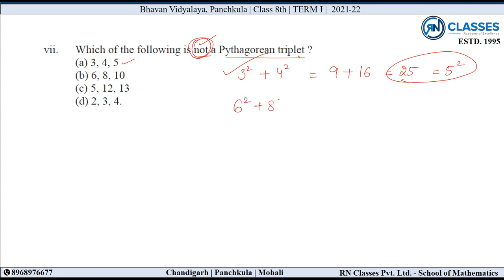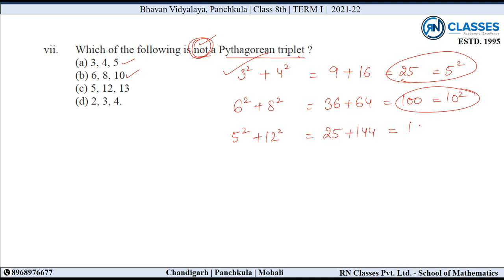6 square plus 8 square. 6 square is 36, 8 square is 64. The sum is 100, which is equal to 10 square. So this also works, meaning 6, 8, 10 is also a Pythagorean triplet. Next, 5 square plus 12 square, will it be equal to 13 square? Let's check. 5 square is 25, 12 square is 144. That comes out to be 169, which is equal to 13 square. So this is also a Pythagorean triplet.